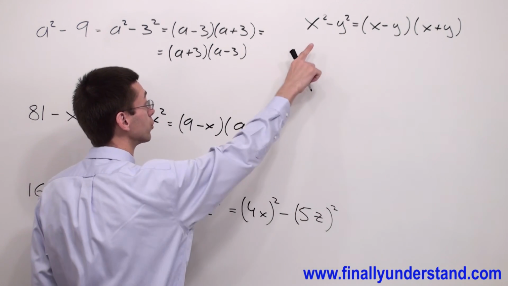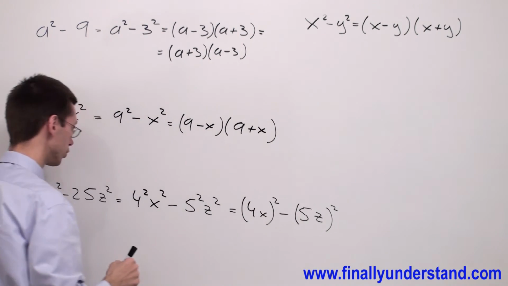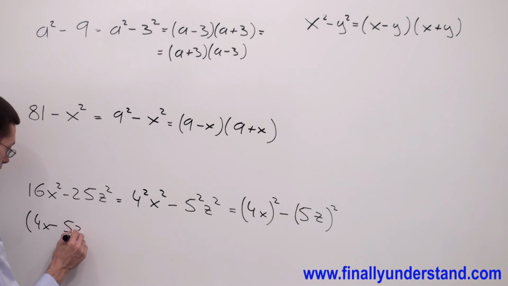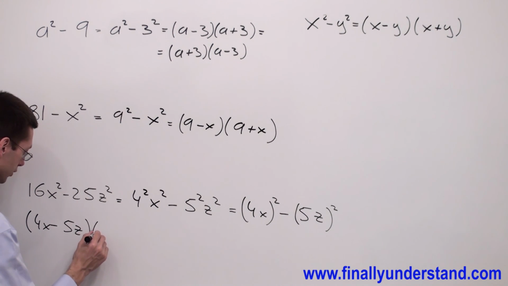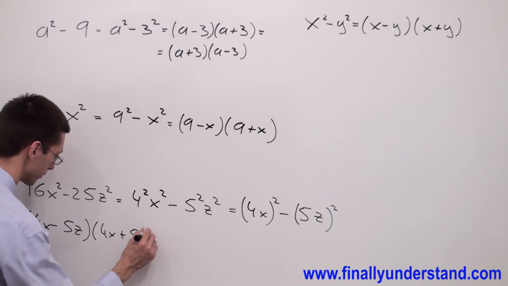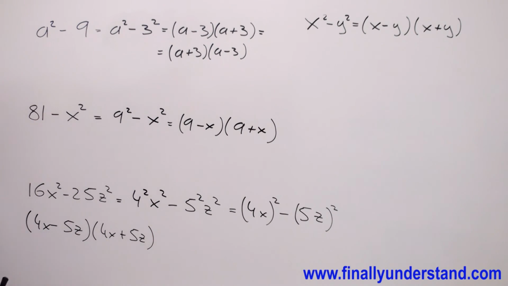That's why I'm going to use this formula, and I'm going to write my answer as 4x minus 5z times 4x plus 5z. And this is the solution to my problem.